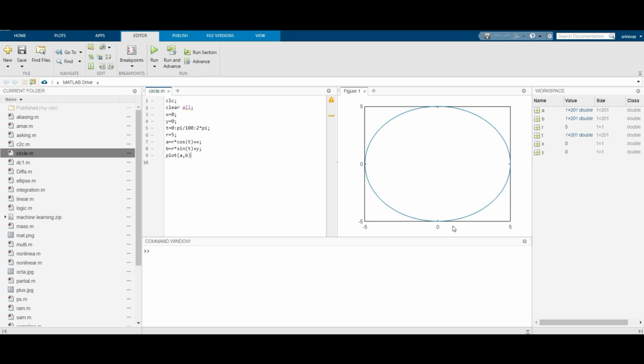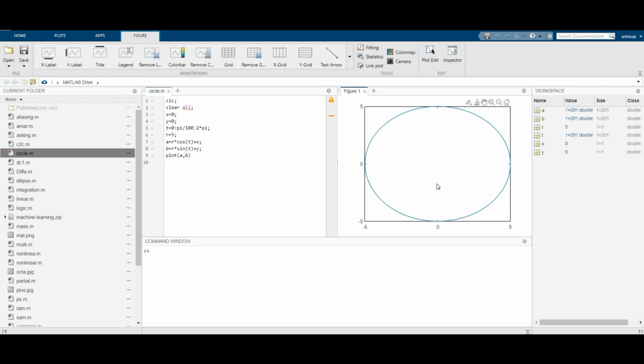You can see here, from here, which is having center 0 0 and a radius of 5. In this way you are going to draw the circle with the help of MATLAB. Okay, now let's see about concentric circles.